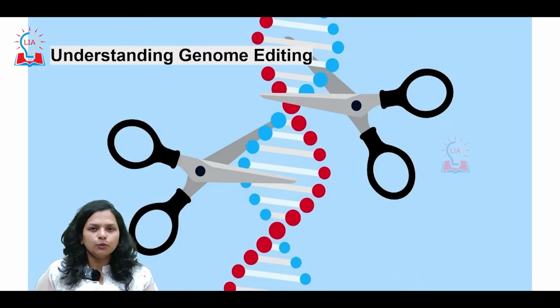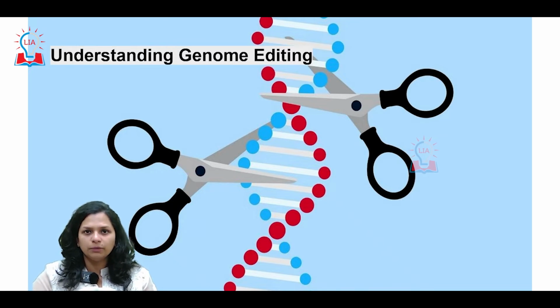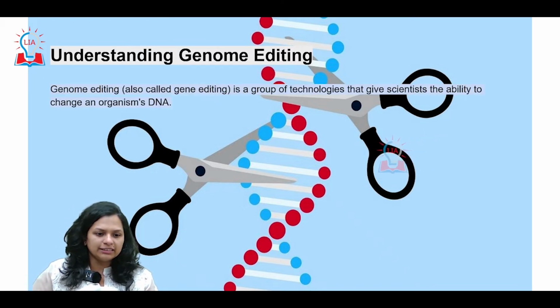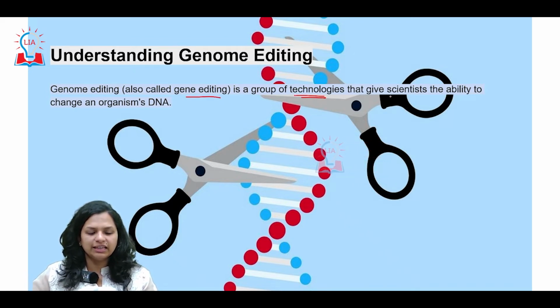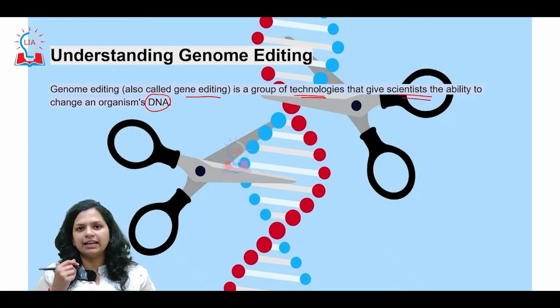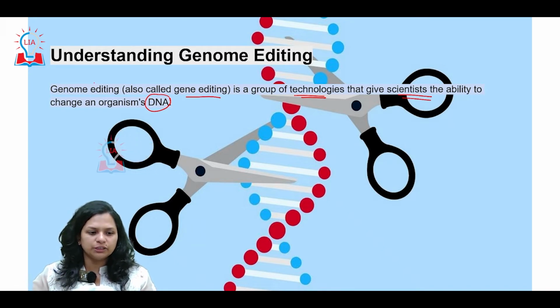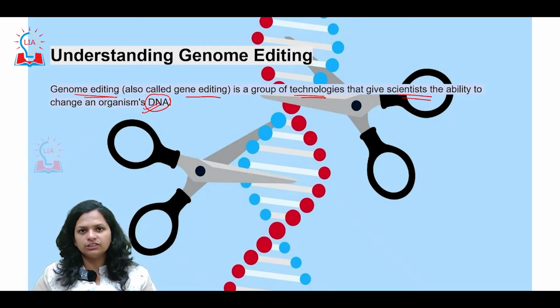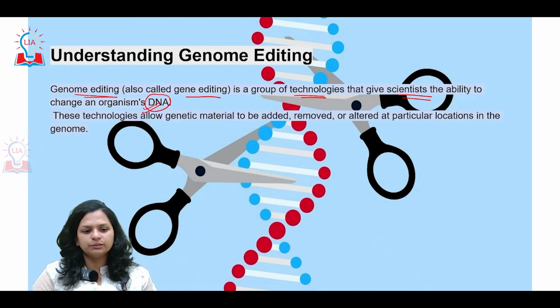Firstly, we need to understand what genome editing is. Genome editing is another name for gene editing, a group of technologies that gives scientists the ability to change an organism's DNA. This DNA determines the characteristics of an individual and makes one individual very different from another. Any alteration or change in this DNA is called genome editing. So these are the technologies used to bring about these changes.